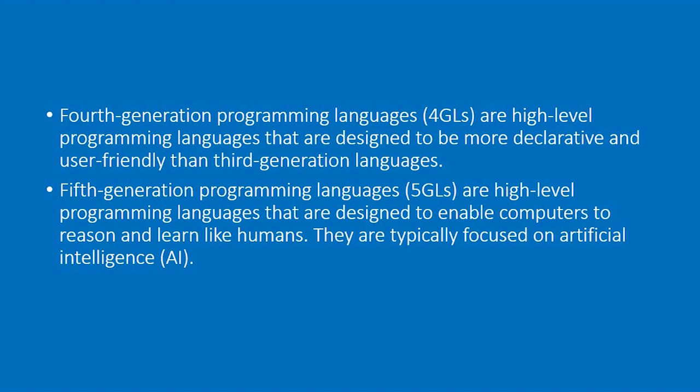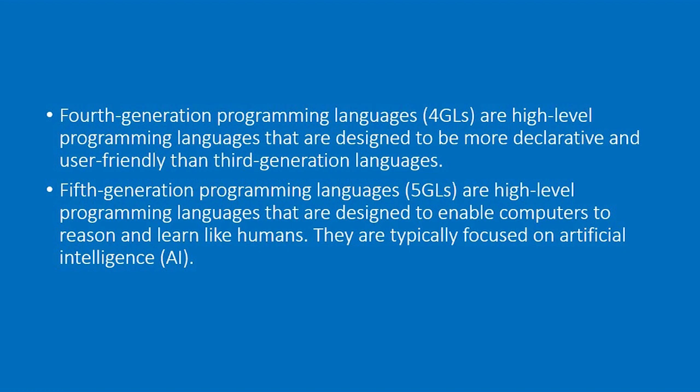So we're talking about the computer understanding what we're trying to say, understanding our natural language. For example, trying to speak to the computer in your mother tongue. So the computer should be able to understand you. So this is the goal for the fifth generation computer programming language.